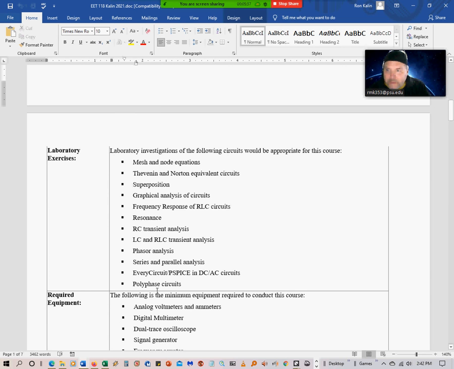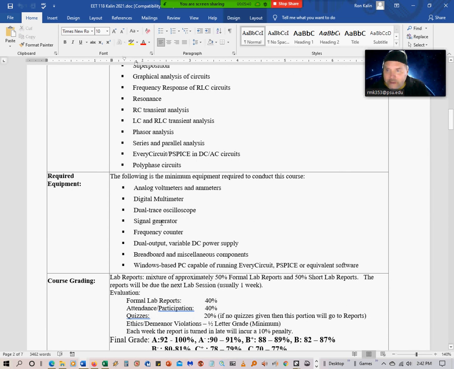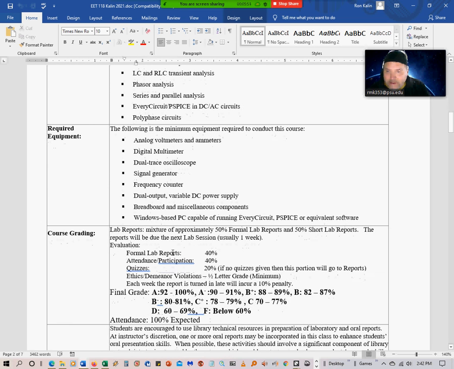These are the topics that we're going to cover, and you can read that on your own. And then the required equipment is all provided by the university, but since we're not going to be in the lab in the classroom, this is all going to be done with Every Circuit online.